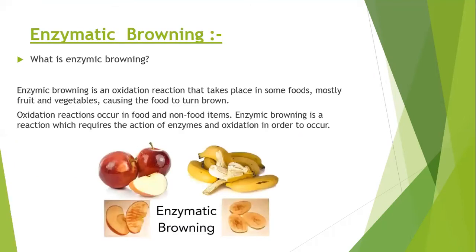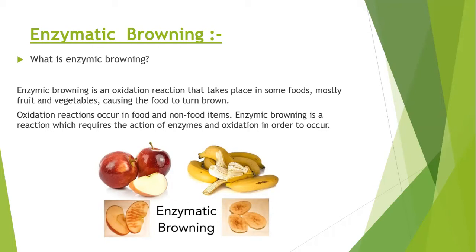So what is enzymatic browning? Enzymatic browning is the rapid darkening of the cut surface of fruits like apple, banana, brinjal, or potato, any vegetables. It gives a very dark brown color. This is called enzymatic browning because the food turns brown in color.